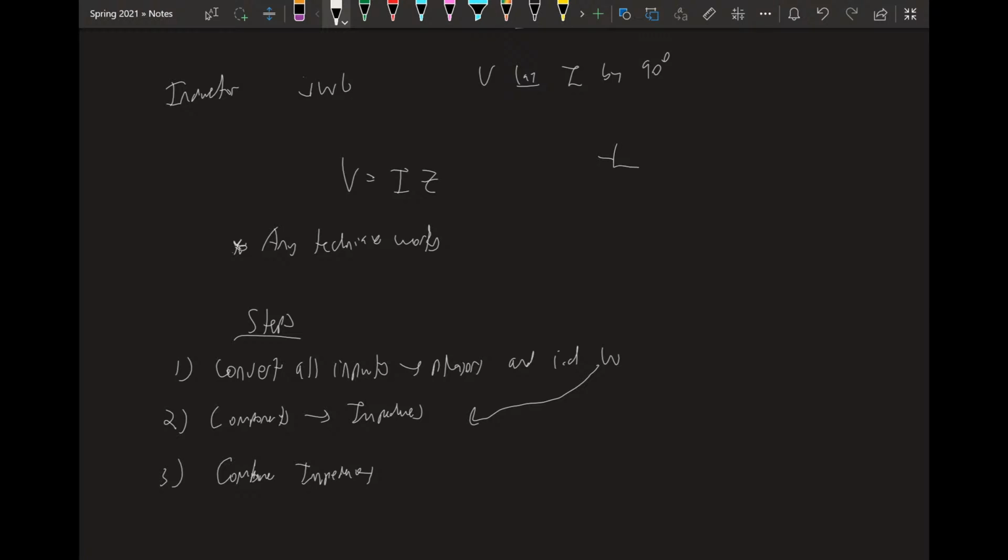So if you have impedances in series, they combine to an equivalent impedance, where Z prime equals the sum of all the Z's. And if you have a bunch of impedances in parallel, they can also combine to an equivalent impedance where 1 over Z prime equals the sum of 1 over all the Z's, just like resistors.